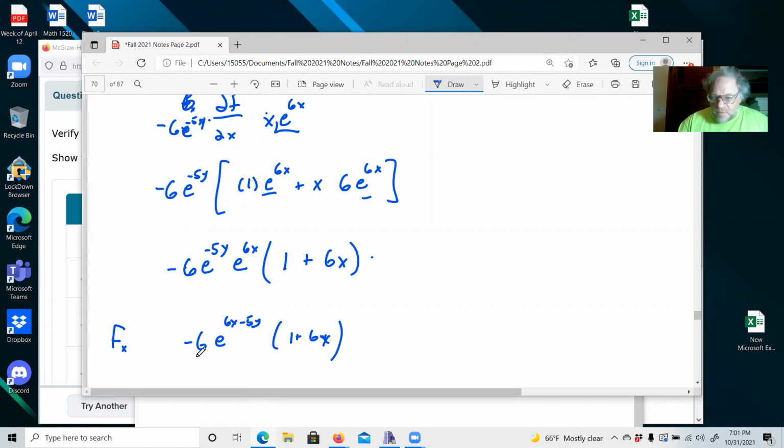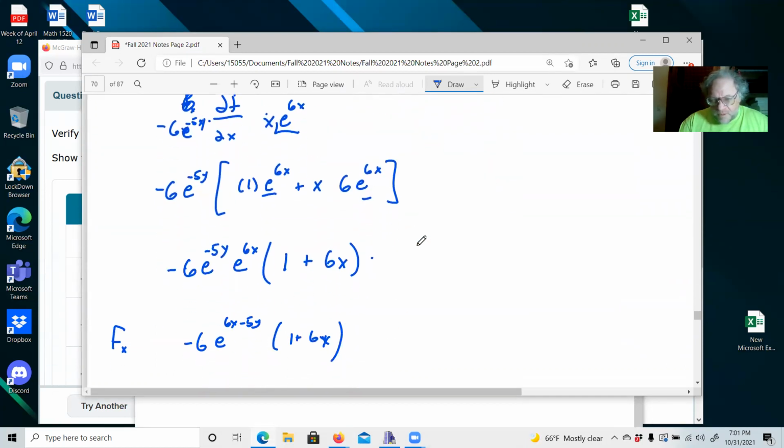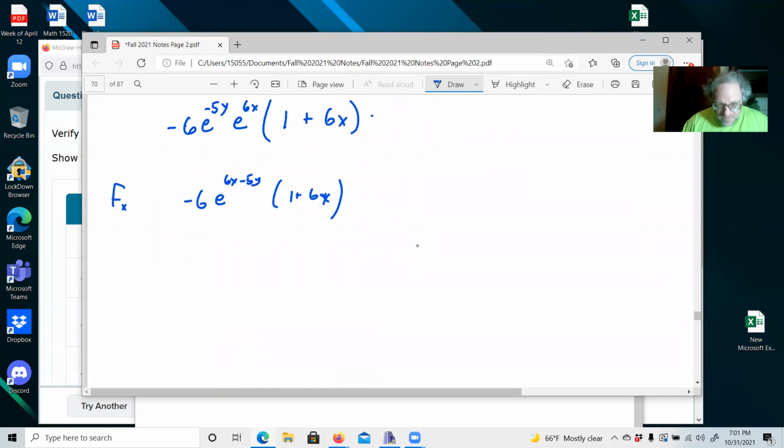Okay, now if we want to do the derivative with respect to y, we're going to write down the problem. We're going to say negative 6x e to the 6x times e to the negative 5y. So remember, the bases are the same, so we can add the exponents. So we're allowed to pull them apart this way. So what's going to happen next is, all of these pieces, this is all times, but all of these pieces are constant as far as y is concerned.